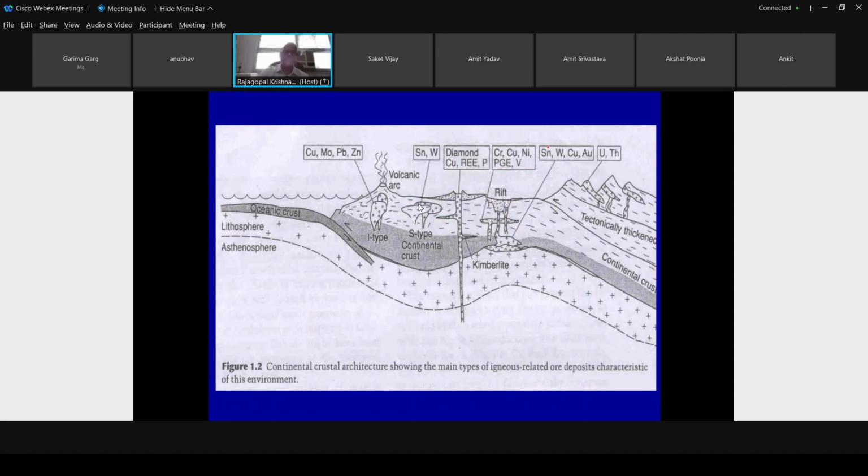Sir, continental crust architecture showing the main types of igneous related ore deposits characteristic of this environment. Okay, come on, read. Read the first one. Copper, molybdenum, lead, zinc. What does it indicate? Where does it fall? Sir, it's falling in S-type continental crust. Yes, type. Are you very clear? Copper, molybdenum, lead, zinc, that particular box, where does it go?